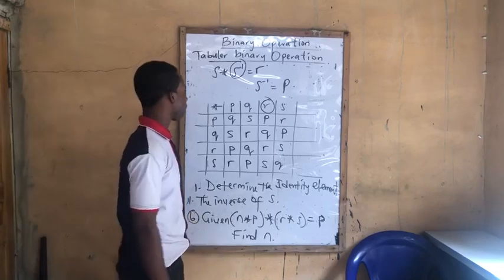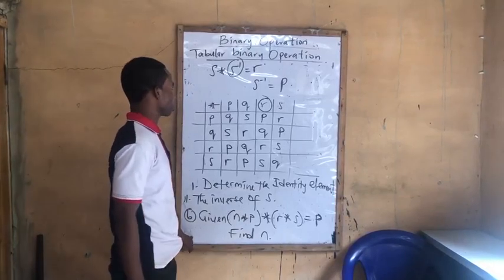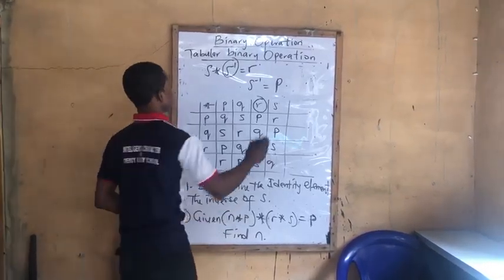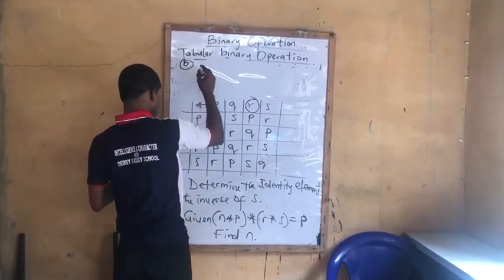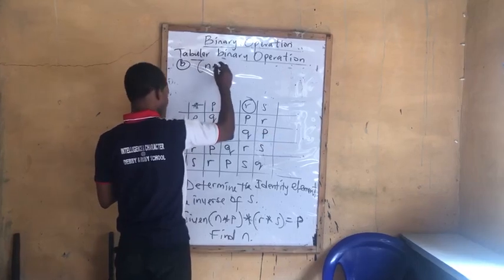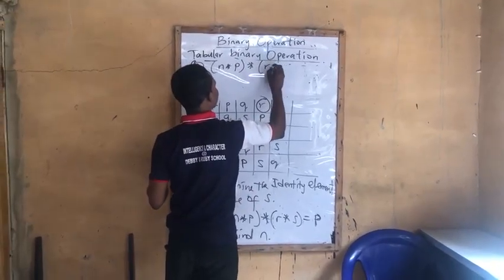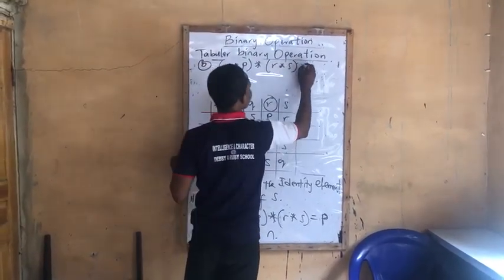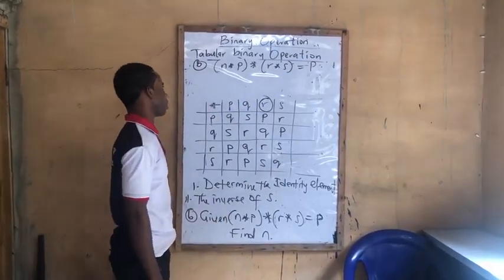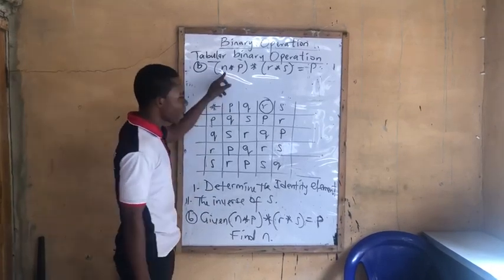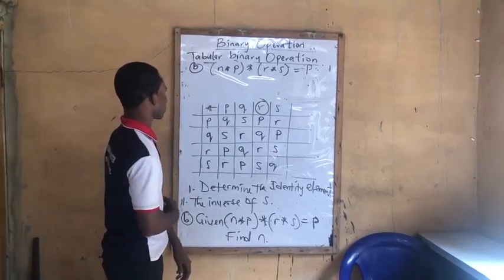Now they ask me to find B. This is from our video, this equation where I want to find B. Let's quickly write B down. B says, given that N asterisk P asterisk R asterisk X equals P, we should find N. First, there is no N on this thing, but we have R asterisk X. Let's first check R asterisk X. What would that give us?